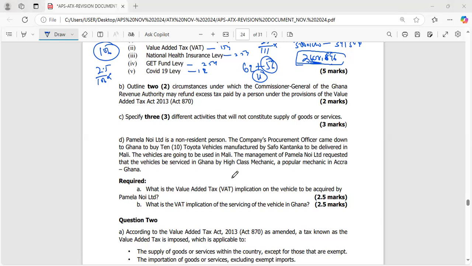Supply for export. All supply for export are zero rated. It means that they are taxable, and the input VAT is there. So for Safu Katanka, in manufacturing the car, all materials you buy, you pay the input VAT. But so far as the vehicles are going to be used in Mali, not in Ghana, it will be subject to VAT, but at zero rate. Then what about servicing the vehicle in Ghana? Would that be taxable in Ghana? Yes, servicing of the vehicle in Ghana will be taxable.